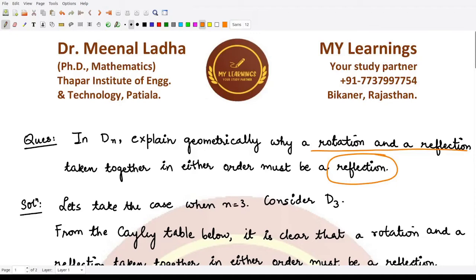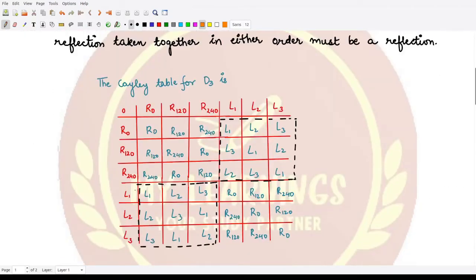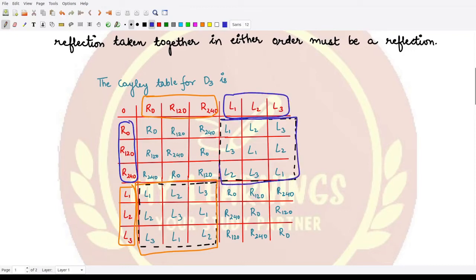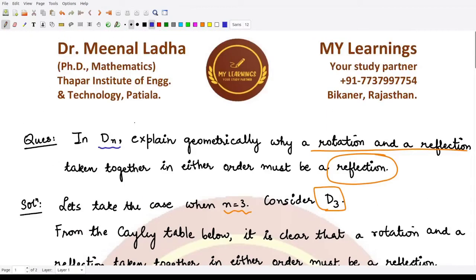So here also let's take the case of n=3. For n=3 we have the dihedral group of the equilateral triangle, correct? In the Cayley table we can clearly see that if we take the reflections first and then the rotations, the result would be this square which I have marked with a black dotted line. In this square, all of L1, L2, L3 represent the reflections. Similarly, if you consider the rotations first and then the reflections, you would have this as the final outcomes. Again, the final outcomes are reflections. This is according to the Cayley table. However, we need to show the result in general.